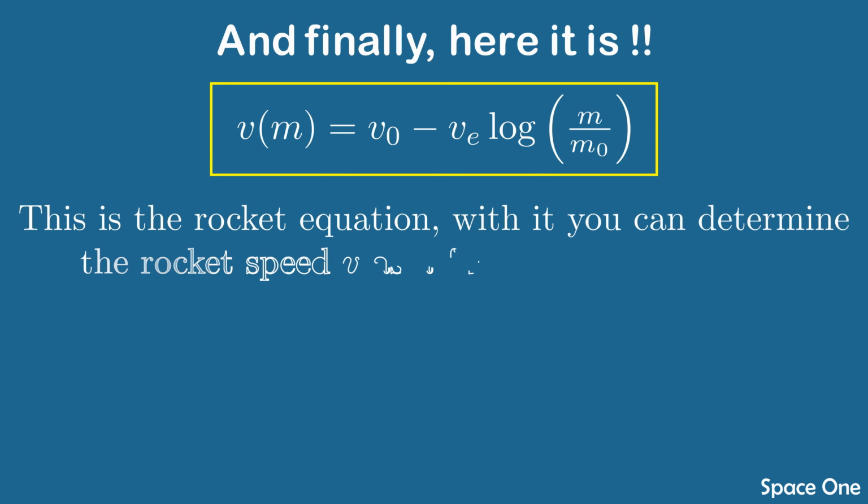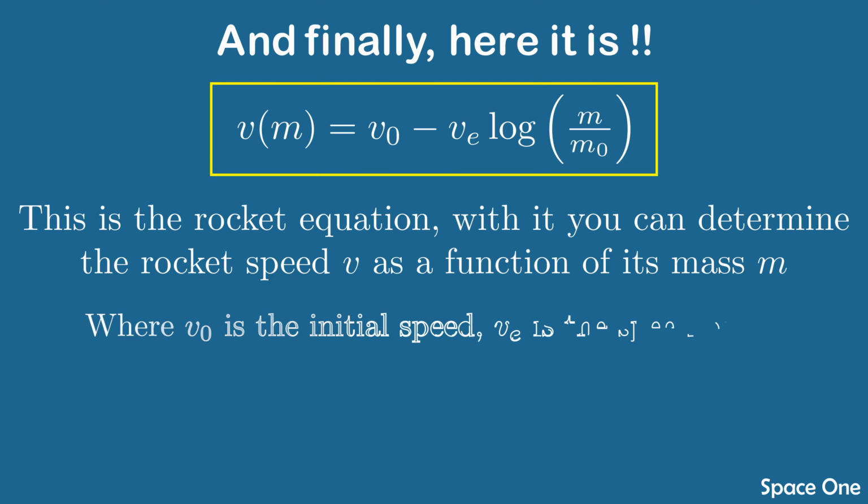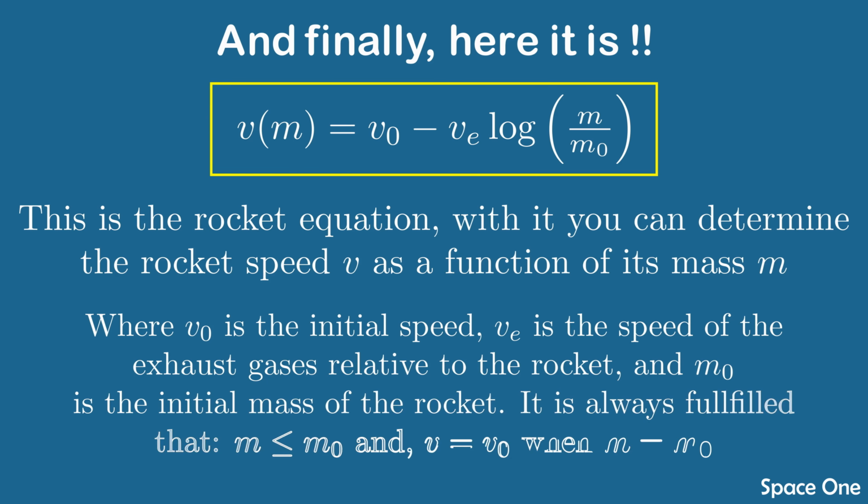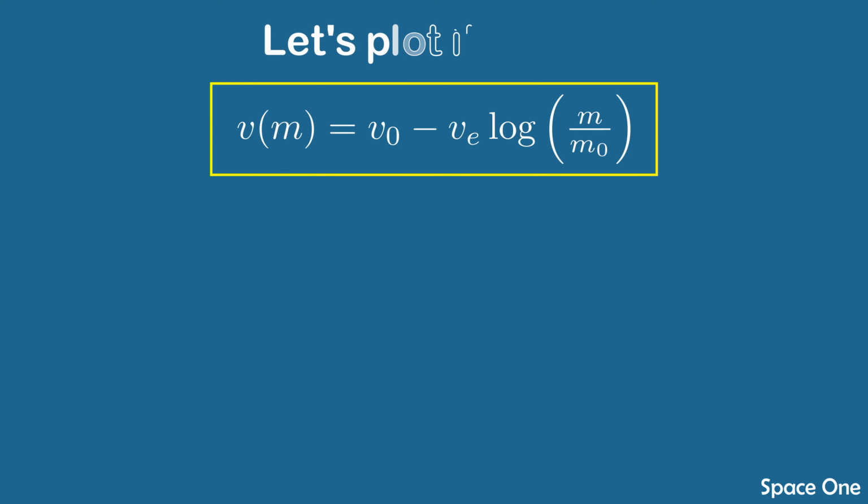With it, you can determine the rocket speed v as a function of its mass m, where v sub 0 is the initial speed, v sub e is the speed of the exhaust gases relative to the rocket, and m sub 0 is the initial mass of the rocket. It is always fulfilled that m is less than or equal to m sub 0, and v is equal to v sub 0 when m is equal to m sub 0. Let's plot it now.